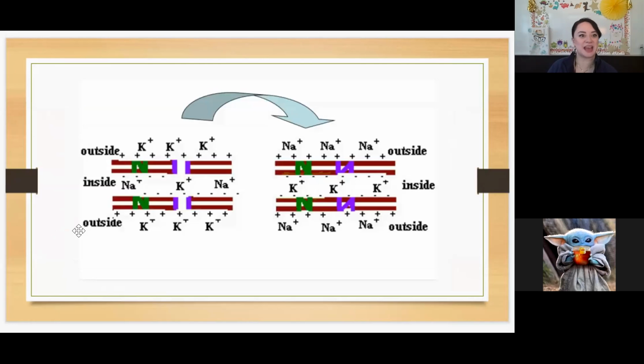So if we look here again at the end of a nerve impulse, we had sodium mostly on the inside, potassium mostly on the outside. We have to force them back in the opposite direction so that we can set our neuron back up for another nerve impulse.